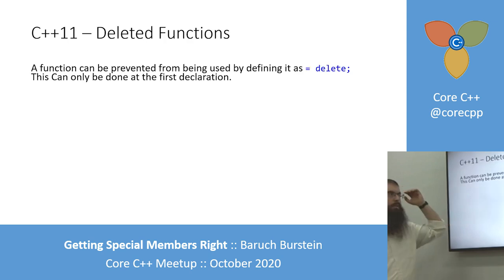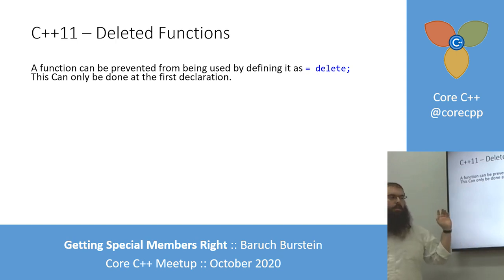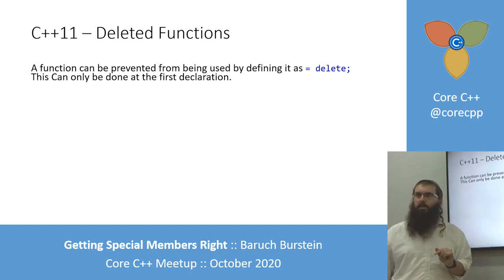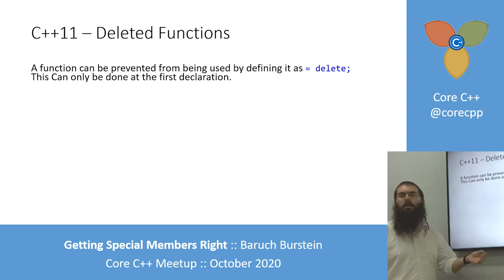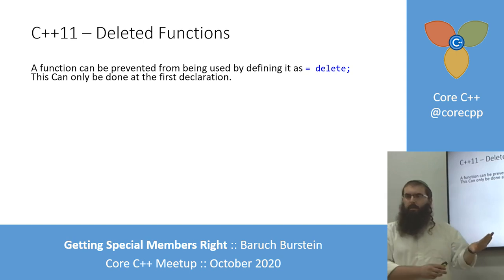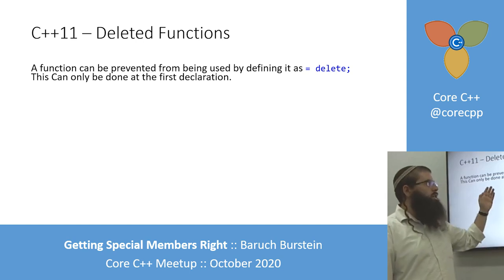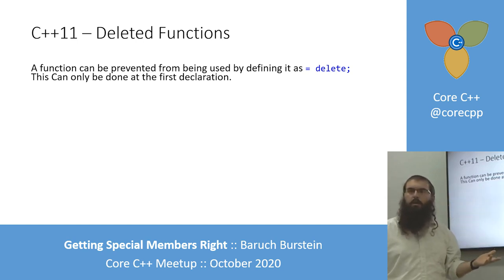Okay, C++11 brought us deleted functions. What are deleted functions for? Again, this is the last introduction, I think, before we get to the actual topic of the talk. If we have a function, we want to prevent it from being called for whatever reason. We'll see a few in a minute. Then in the declaration, and only in the first declaration in that translation unit, we can define it as equals delete. As far as the compiler is concerned, this is a definition. That is the body of the function. So in the first declaration, we can write equals delete, and then the function can't be used.